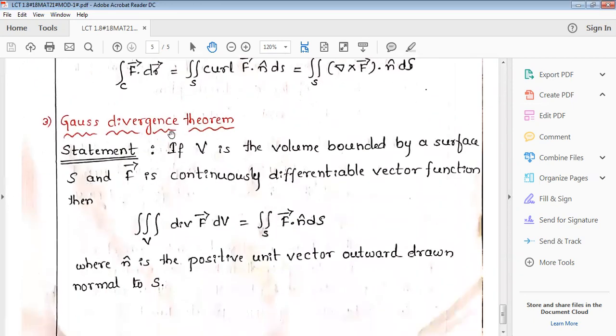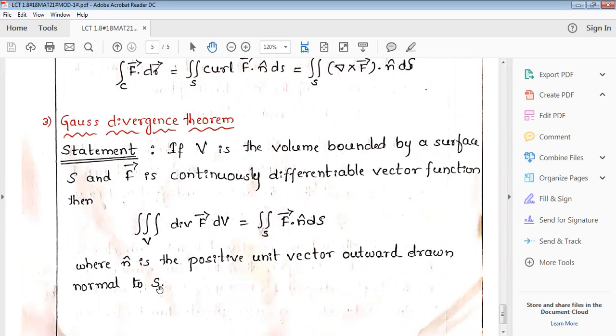Next theorem is the Gauss divergence theorem. If V is the volume bounded by a surface S and F is a continuously differentiable vector function, then the triple integral over V of divergence of vector F dV is equal to the double integral over S of vector F dot n cap dS, where n is a positive unit vector, the outward drawn normal to S.